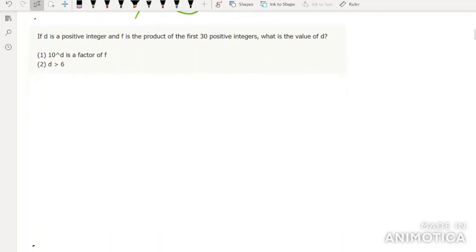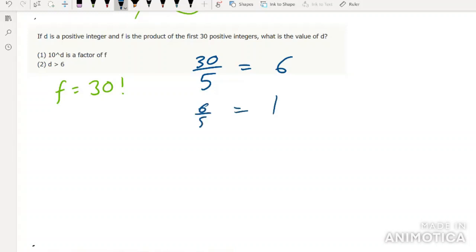Okay, d is a positive integer, and f is the product of the first 30 positive integers. Okay, so f equals 30 factorial. Let's write in a different color. What is the value of d? Okay, 10 to the d is a factor of f. Well, fine. In other words, what we can ask is how many 10s are in 30 factorial. And so using the trick from the notes, we need to know how many 5s are in 30 factorial. And so the trick we do for that, 30 over 5 equals 6. 6 over 5 equals 1, and that's all we're going to get.